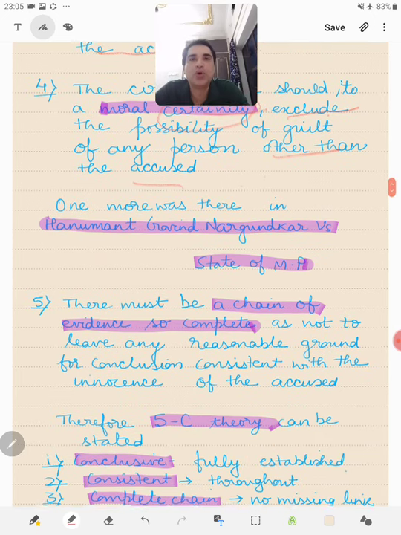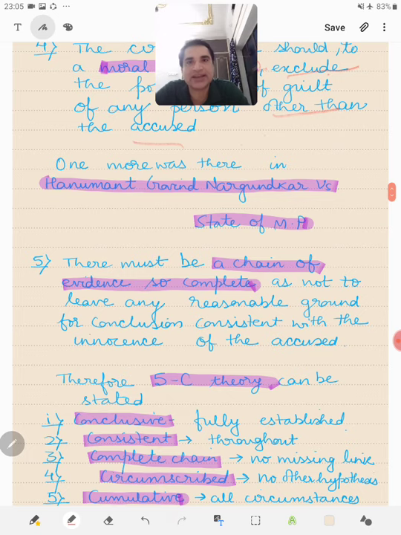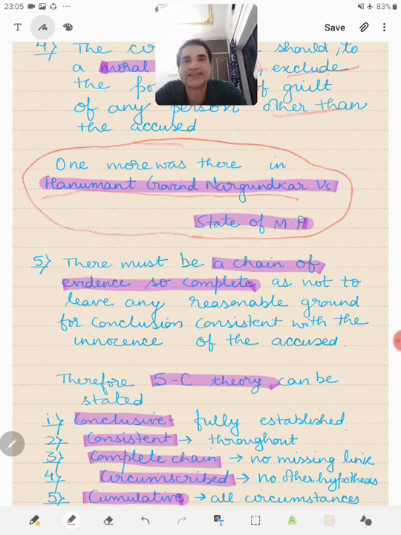Now, one more to it. These four were again emphasized, and one more was there in Hanumant Govind Nargundkar versus State of MP. Friends, this is a very important case, a landmark case on the Evidence Act and on circumstantial evidence. So, in case you are asked in examination, please do mention it. And in prelims also, many a times questions have been asked based on this case law.